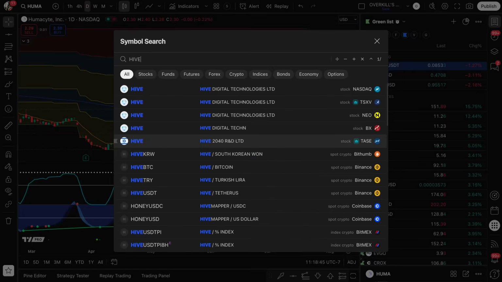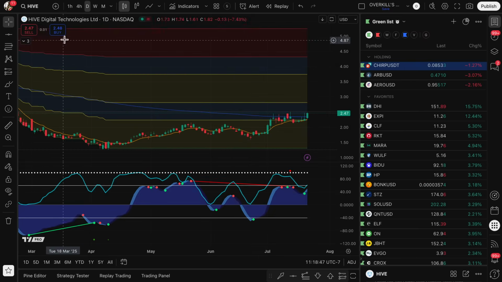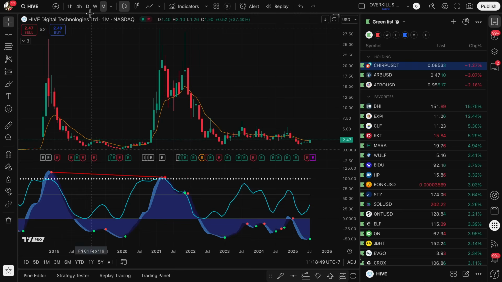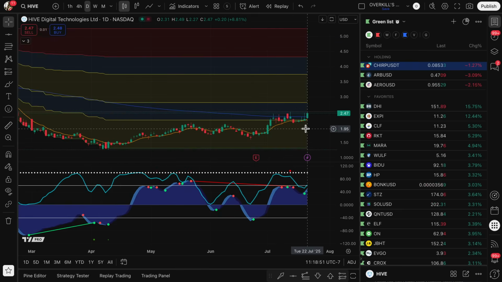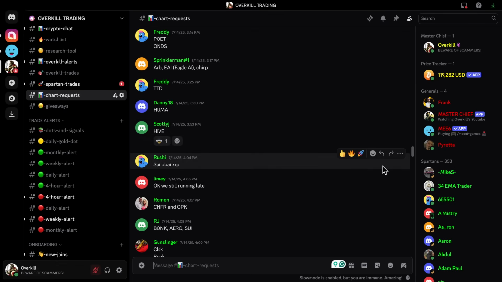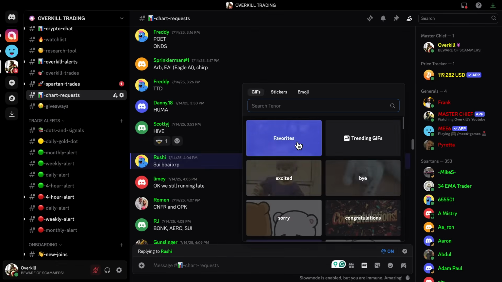We got Hive. Hive looks good. Hive Digital. That one's got the green dot on the monthly. I'd be a buyer of this name here. I like that one above 2. I like Hive more than Huma. Okay, that one looks good above $2. That's got a nice range back to 4.50 to 5. And we're going to end on that, guys. We're going to end on this one here today.